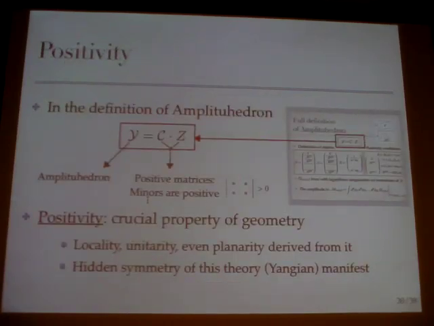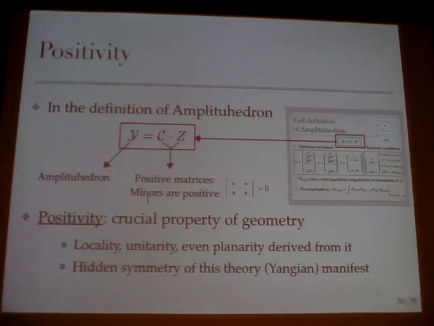So let me now go a little deeper into the mathematical structures that actually arise here. I showed some examples, but in general, this is the full definition of the Amplituhedron. It fits on one slide. If we zoom in on this slide, we see an equation saying that Y equals C dot Z. I will say something about this equation.